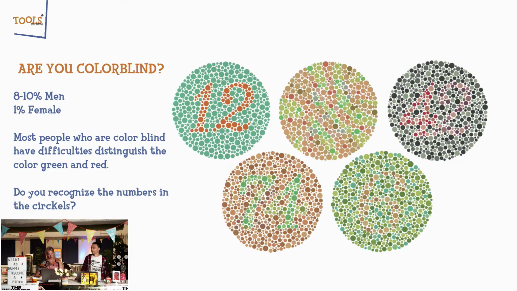So 8 to 10% of men and 1% of women are colorblind, and have difficulties distinguishing the colors green and red. So do you guys recognize the numbers in the circles? We did that a couple of hours ago with Dutch students, and we saw that some of them couldn't find the correct numbers. A couple of them. Well, it could also have been the YouTube screen resolution. Yeah, that can also be. But I actually had a couple of real colorblind people in my class last year. Yeah. So can you recognize the numbers in the circles?